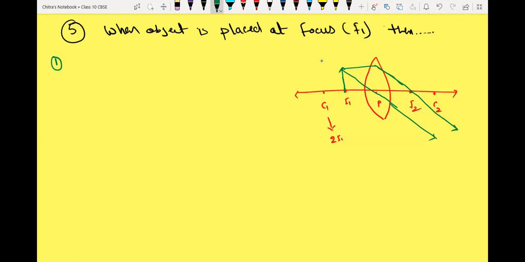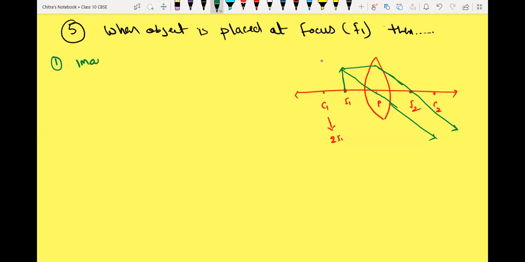Image, yes, we can, but the image will become blur because that image is going to form at a very infinite distance. Okay, sir. So then number one, the image will form at infinite.